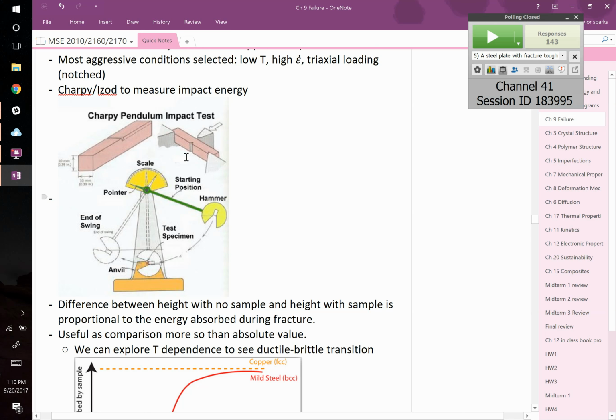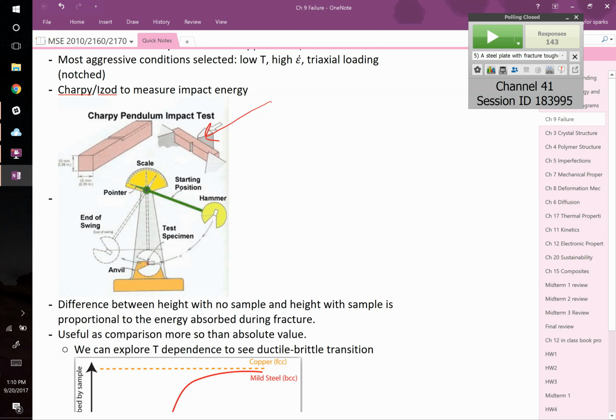And this hammer basically comes swinging in, right? It comes swinging in right here, and it hits your sample. And when it hits it, it's going to break it. If it's brittle, it'll break it. And then that hammer's going to keep on swinging, but it won't go up as high as it started, right? There's going to be a difference in the height of your starting point and the height of your ending point because some energy got transmitted to your sample, right?